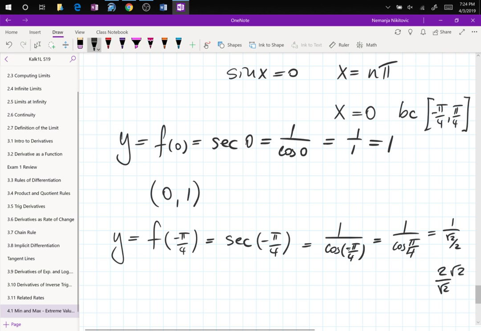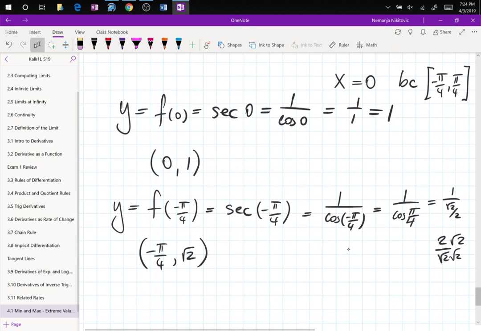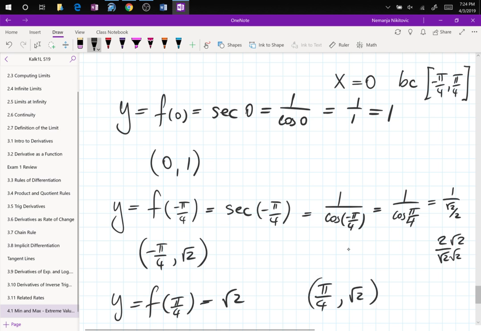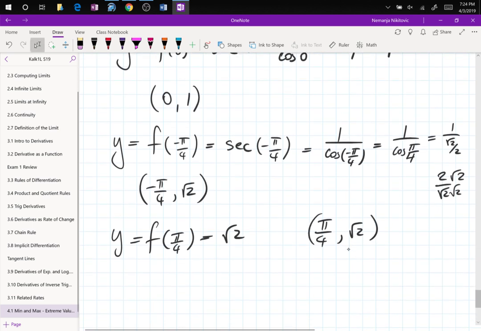So what do we get? 2 root 2 over 2, which is just root 2, right? So we have negative pi over 4 and root 2. And I have another one to be exactly the same because it's an even function. It's also root 2. So I have positive pi over 4 and root 2. I have 3 points.